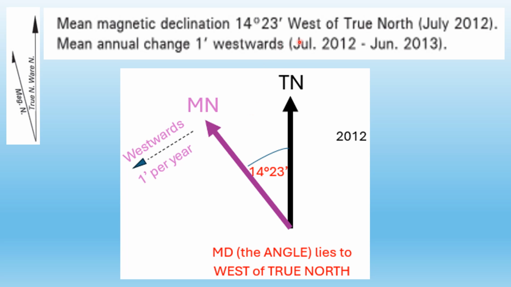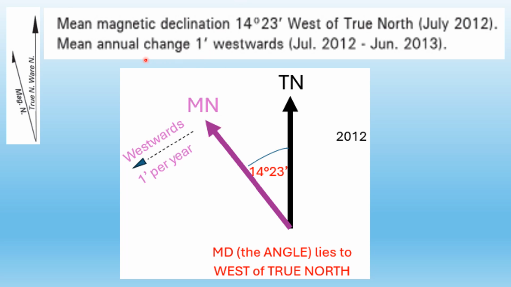What, however, does west of true north mean? It simply means that the angle was on the western side of the true north arrow. So a mean magnetic declination to the west of true north simply means that the angle is formed to the left, or in this case to the west of true north. West of true north is also where the magnetic north arrow is pointing.